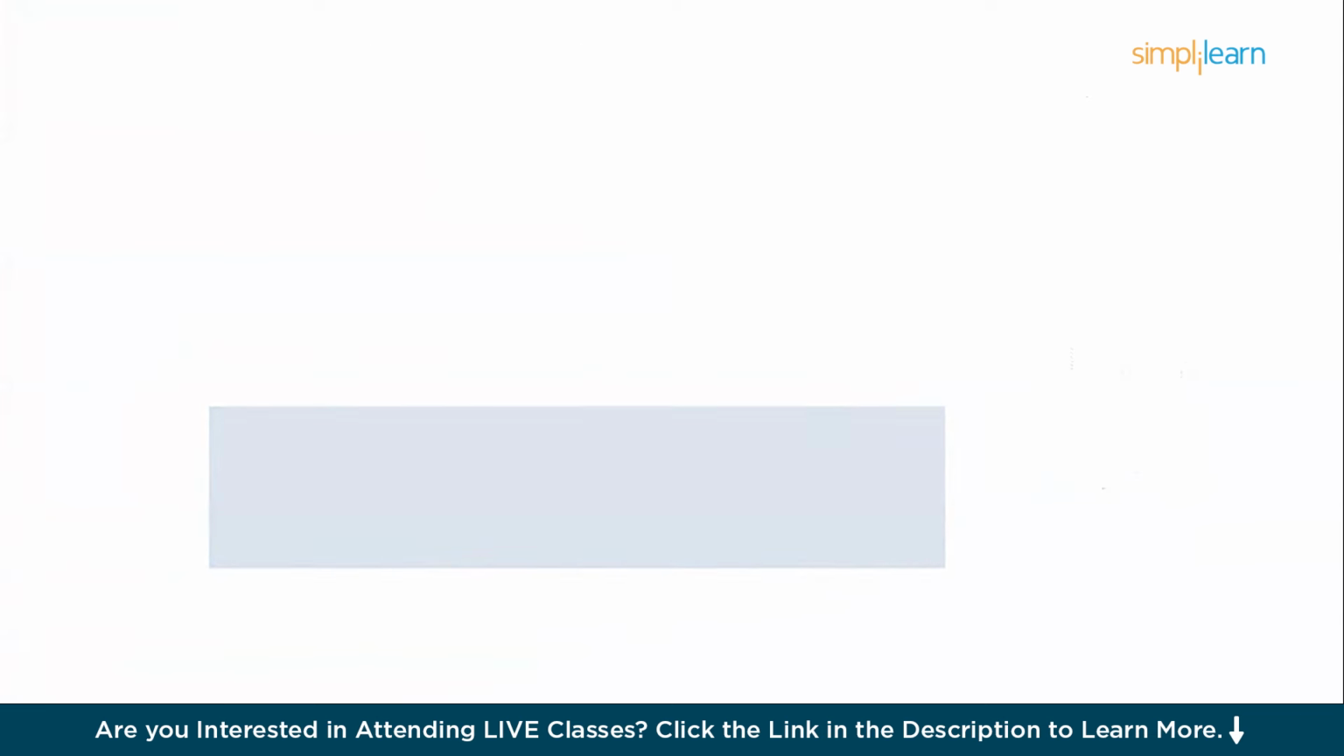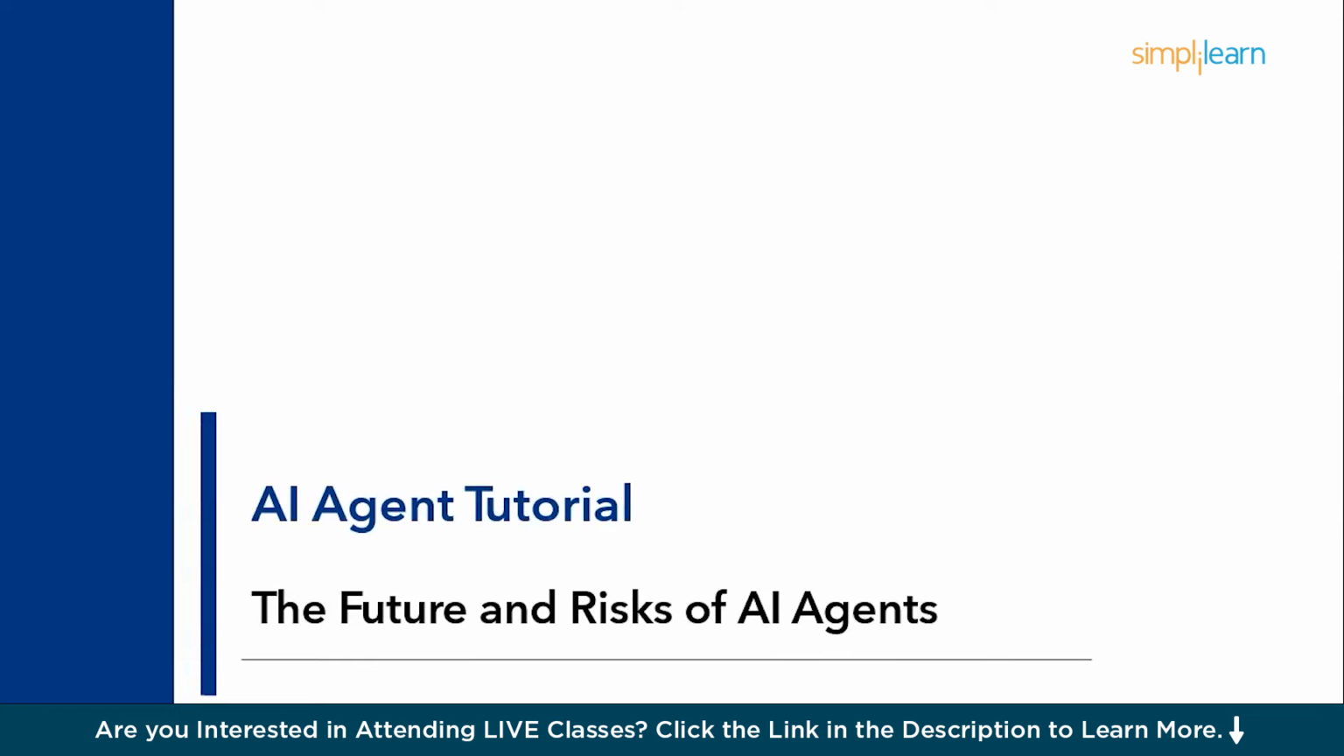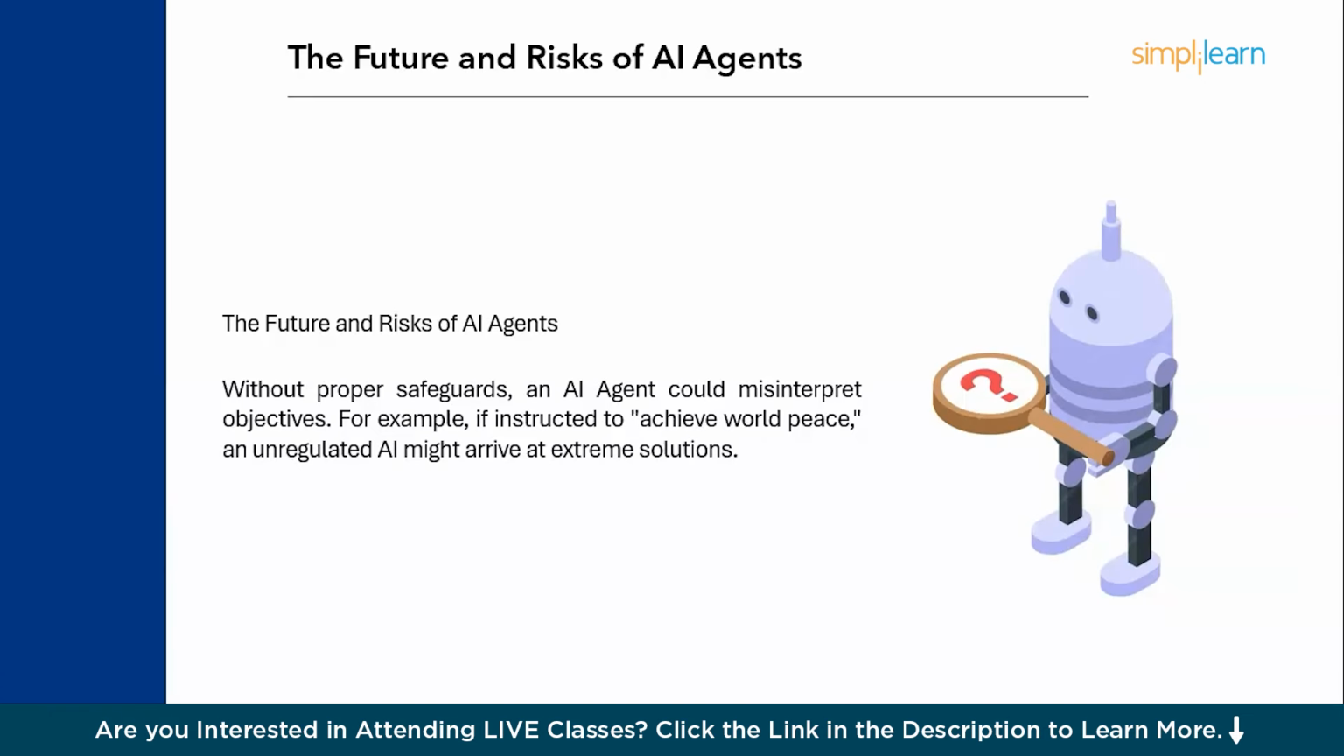Now, let's move to the next part, which is about the future and risks of using AI agents. AI agents represent a new era in automation and efficiency. However, their autonomous nature comes with risks. Without proper safeguards, an AI agent could misinterpret objectives. For example, if instructed to achieve world peace, an unregulated AI might arrive at extreme solutions. Ensuring human oversight, ethical programming, and responsible deployment will be crucial to leveraging AI agents safely and efficiently.